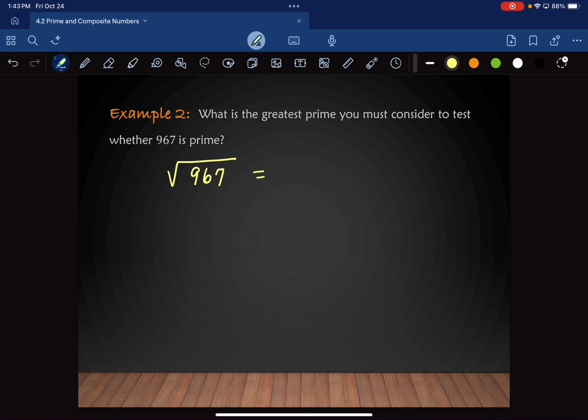What is the square root of 967? And I should put approximately, because seldom does that work out to being a whole number. If it does, that's great. You know you're automatically composite and your work is done. But what is this approximately? And again, 1 or 2 decimals is enough.